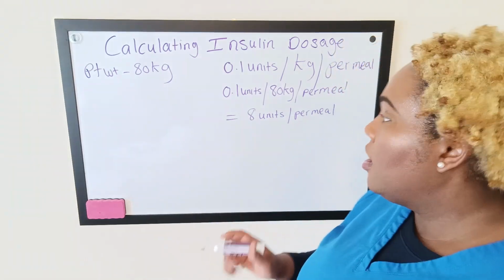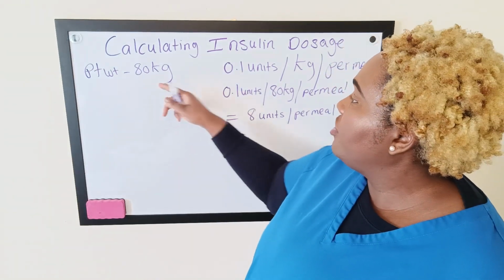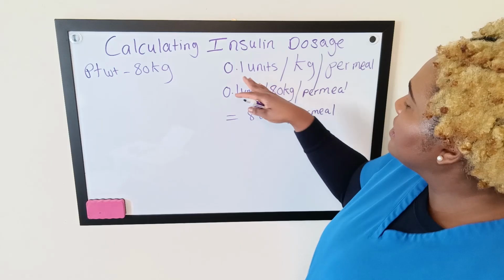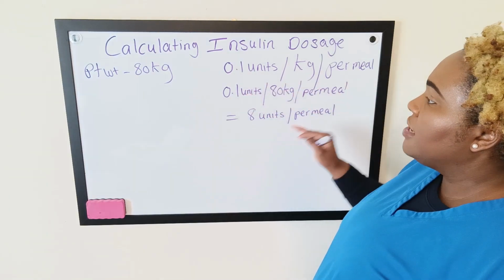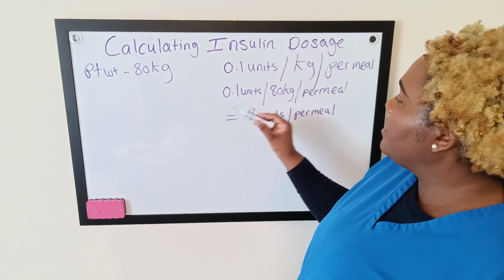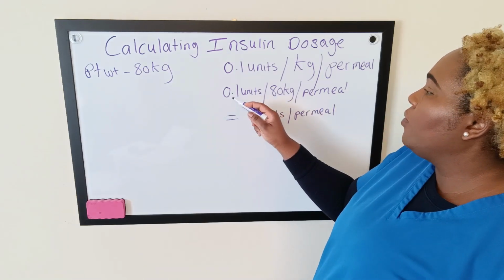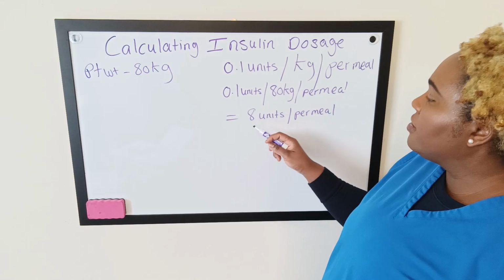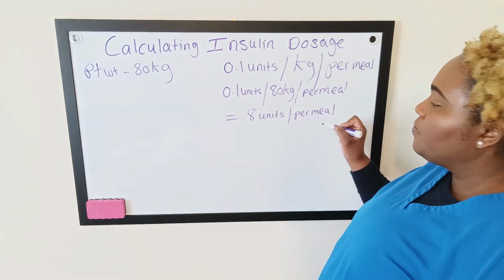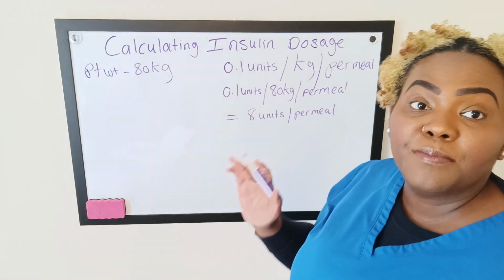Let's go over it. So our patient weighs 80 kgs. Our order is to give 0.1 units per kg per meal to this patient. This patient weighs 80 kgs, so we have to multiply the amount that is ordered by the patient's weight, and we got 8 units, which is 8 units per meal additional to the 10 units per day.